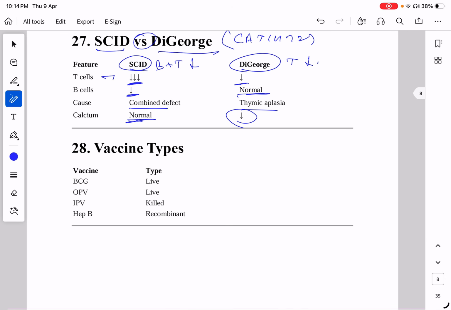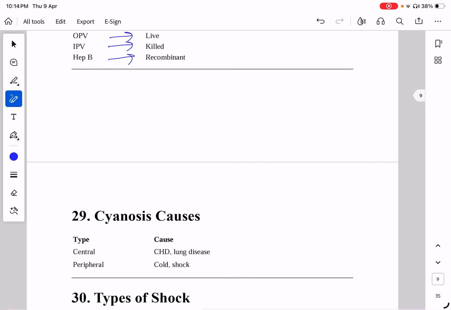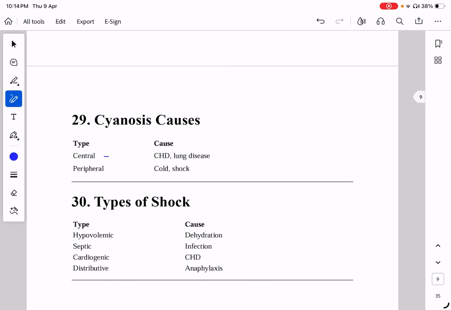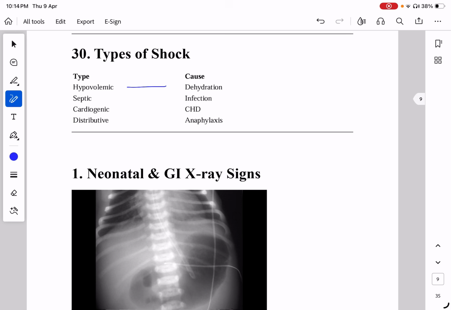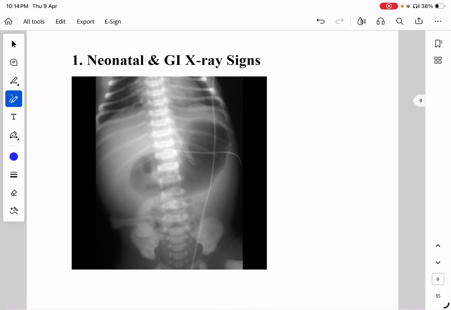BCG is a live vaccine, OPV is live, IPV is killed, hepatitis B is recombinant. Central cyanosis is due to CHD or lung disease, while peripheral cyanosis is due to cold or the patient is in shock. Types of shock: hypovolemic shock is caused by dehydration, septic shock by infection, cardiogenic shock in CHD, and distributive shock in anaphylaxis.